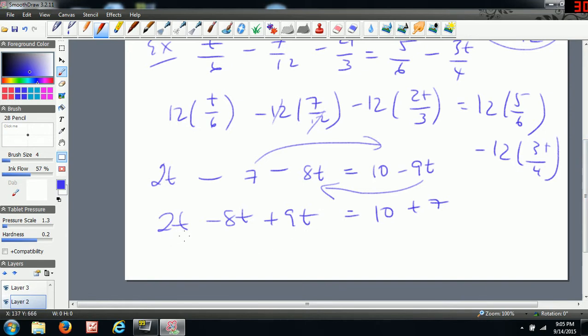So then 2t minus 8t plus 9t is going to give us 3t equal to 17, and then we divide both sides of the equation by 3, and then we get t equals 17 over 3, which is an improper fraction because the top number is bigger than the bottom. So we have to figure out how many times this number goes into this. Well, 5 times. What's left over? 2 out of 3. So that's our final answer. Okay.